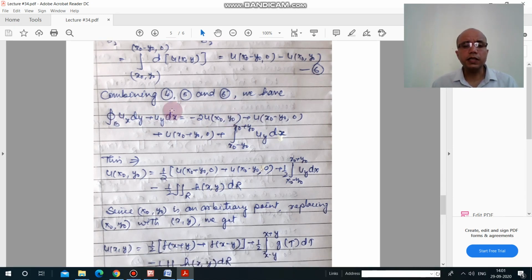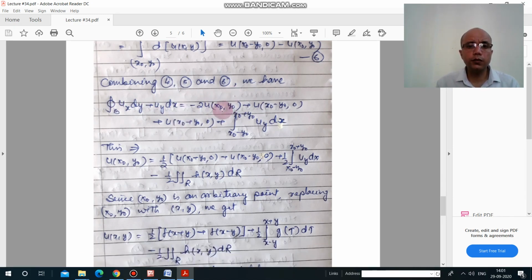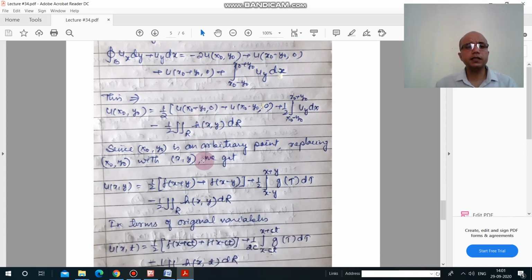Now from this expression you can find the value of u(x0, y0), written in terms of all these other terms. It is given by this expression. Since (x0, y0) is an arbitrary point, we can replace it with x and y, because it can represent any point. We have replaced x0 with x and y0 with y, so you will have this formula in terms of u(x,y).